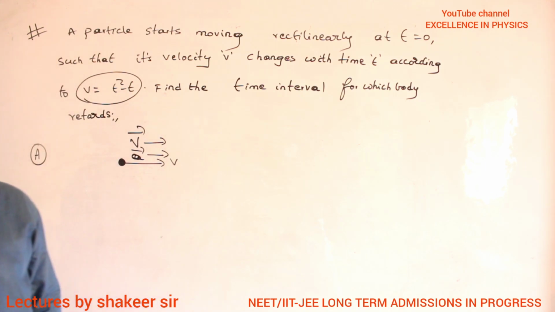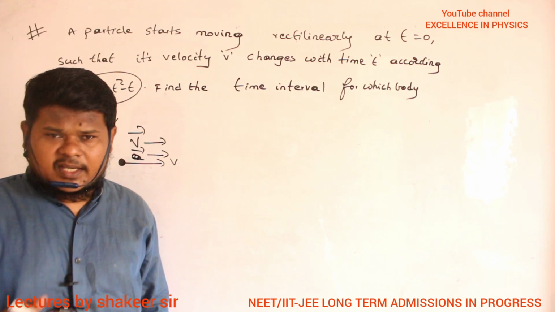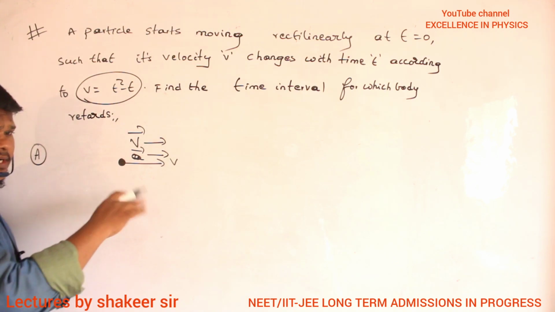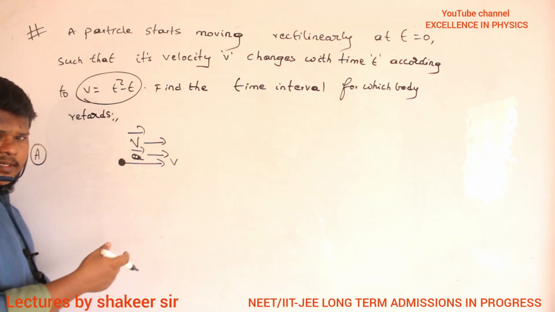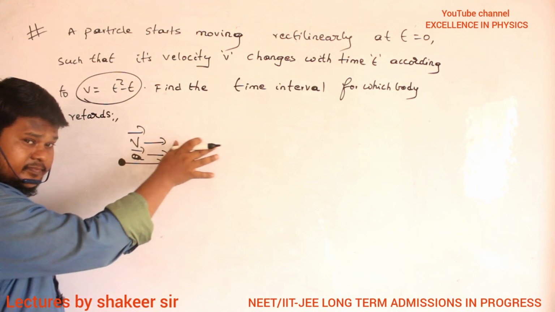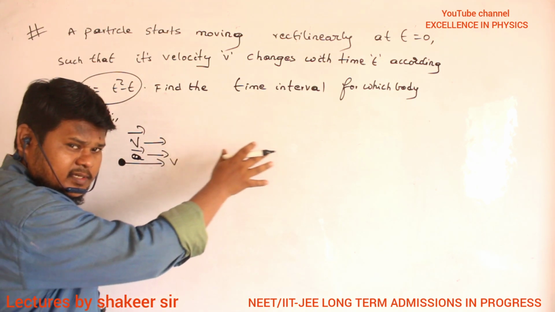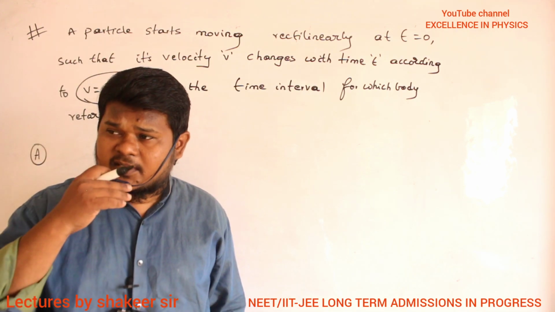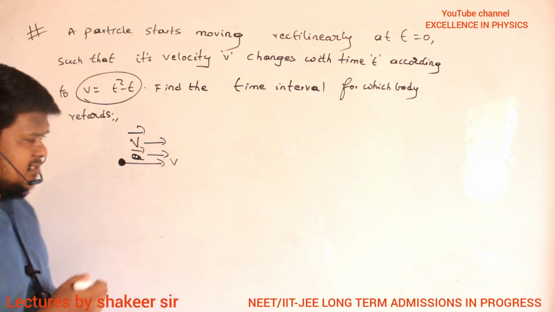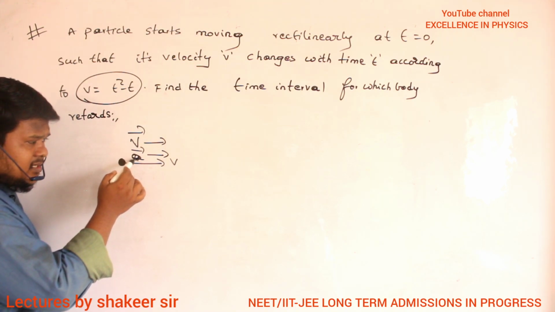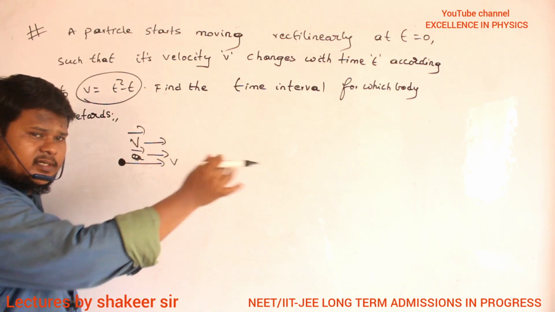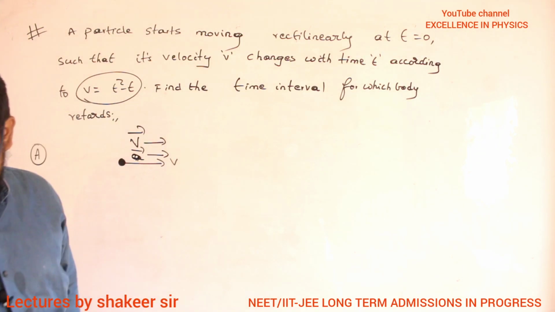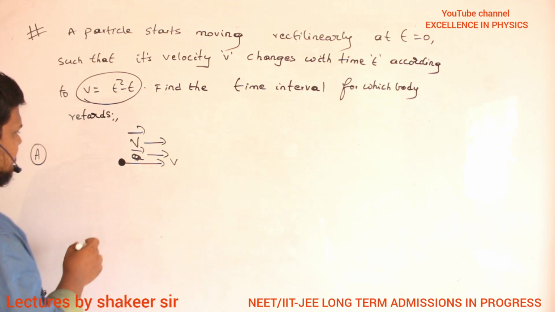Acceleration is a vector quantity, so it will have a direction also. I am taking velocity in this direction, which means the body is traveling in this direction. Acceleration is also in the same direction. If velocity and acceleration are in the same direction, the velocity of the body continuously increases. The speed of the body continuously increases. So therefore, what is the condition I have to write here?